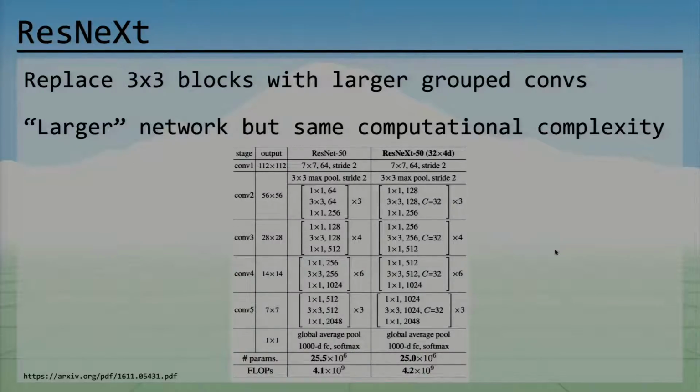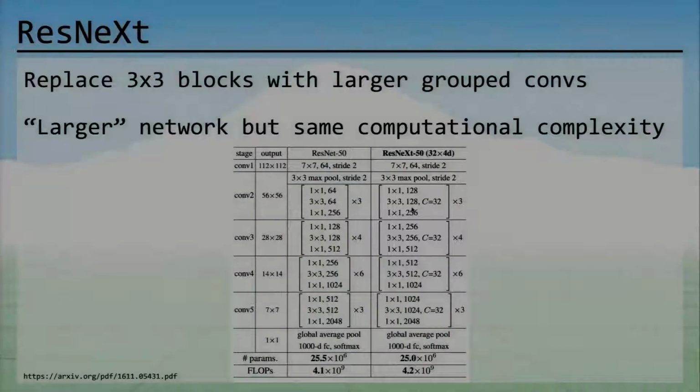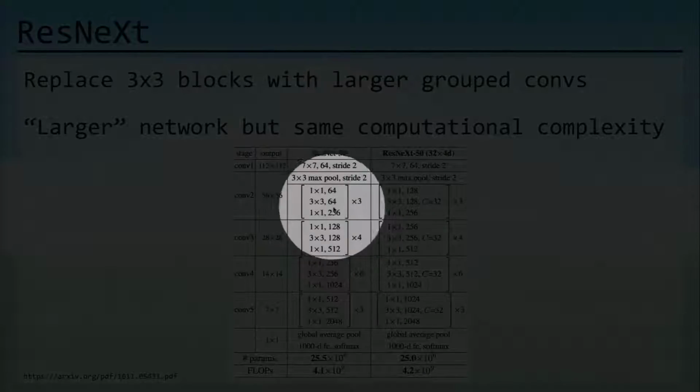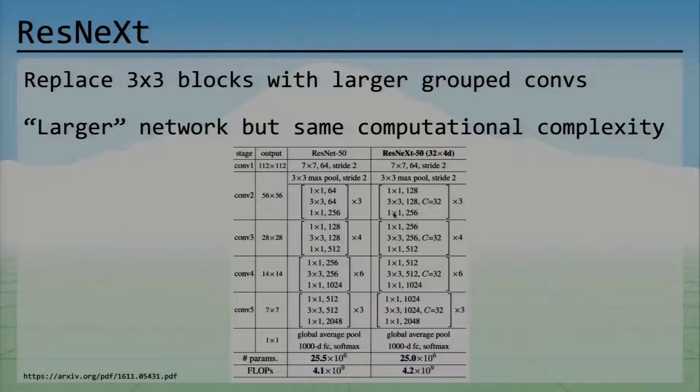And so building off of this, basically, you can replace these 3x3 blocks with these grouped convolutions, and these grouped convolutions can be much larger because they're computationally more efficient. And so we have ResNeXt, which is building off of the ResNet architecture, but replacing 3x3 convolutions with these grouped convolutions. And you can see that basically you replace a 3x3 convolution with 64 filters with a 3x3 convolution with 128 filters, but you have this group size parameter, which in this case for most of these is 32.